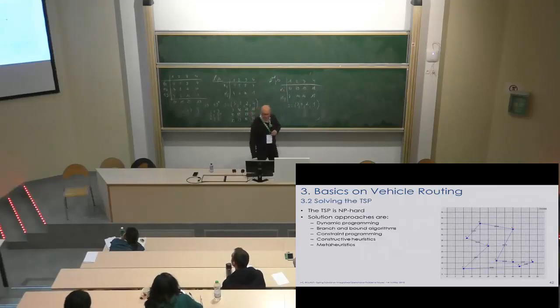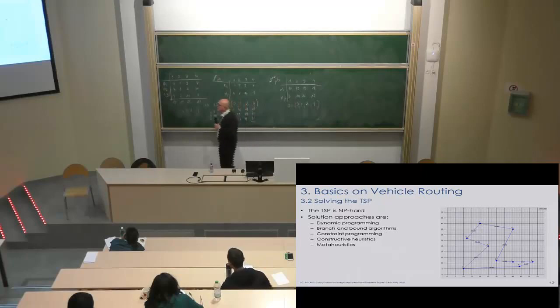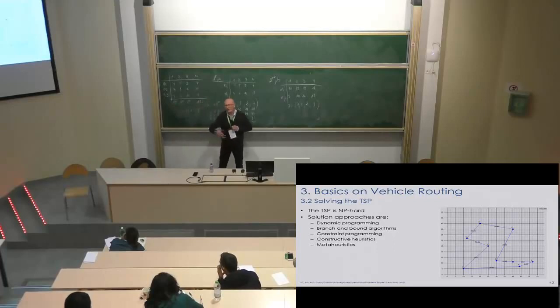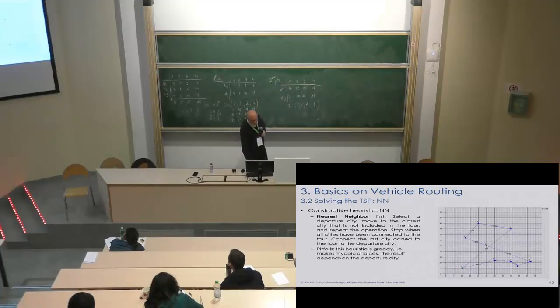Okay. So first I will focus on the traveling salesman problem. And of course this problem is NP-hard. There are a lot of solution approaches, exact or heuristic. Exact methods are dynamic programming, branch and bound, in fact all the family of branch and something algorithms, constraint programming, and also constructive heuristics and metaheuristics. I will only illustrate some constructive heuristics, maybe the most intuitive methods.